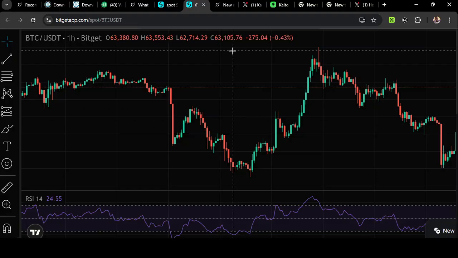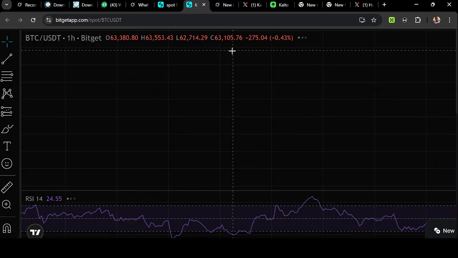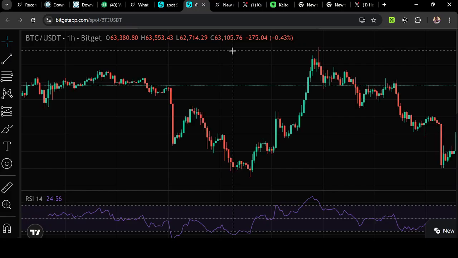Now, what is divergence? When your chart is going up, the RSI is expected to be going up with it. When the chart is coming down, the RSI is expected to be coming down with it. So divergences occur when the opposite happens. That is, when the chart is going up, the RSI is coming down, and when the chart is coming down, the RSI is going up within a specific period.